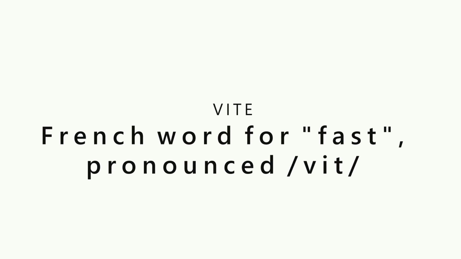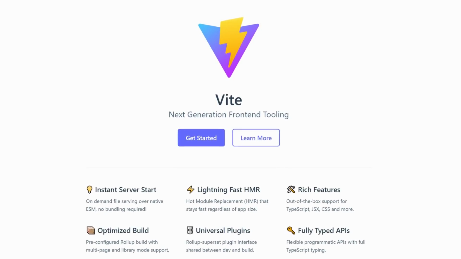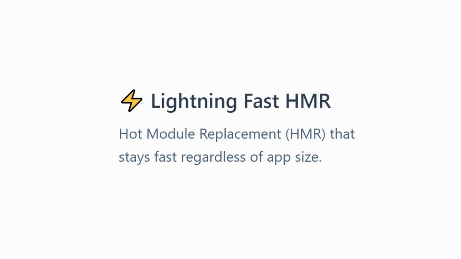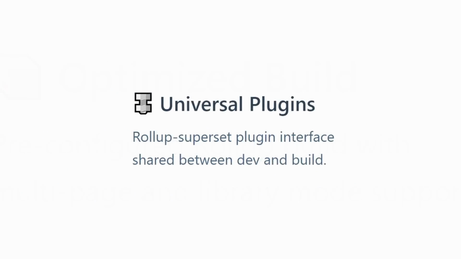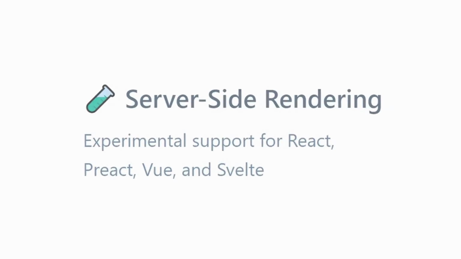Welcome to my Vite crash course. You're going to learn what Vite is, how to use it, and why you need to be using it. Now it's pronounced Vite. It's a French word meaning quickly or fast. Vite is the next generation in front-end tooling. It has instant server start, lightning-fast hot module replacement, rich feature support, optimized builds using Rollup, universal plugins, fully typed APIs, and experimental server-side rendering.